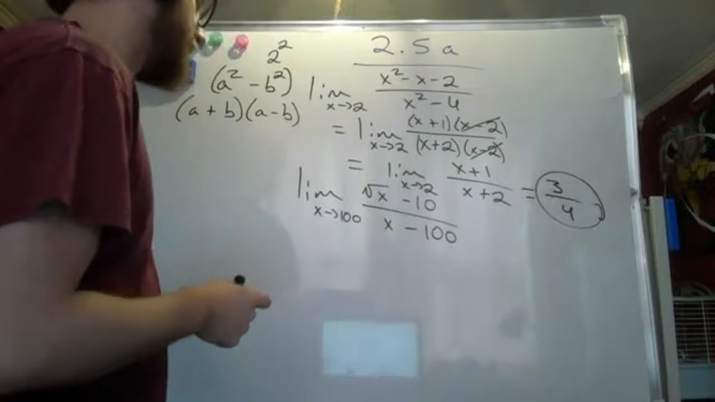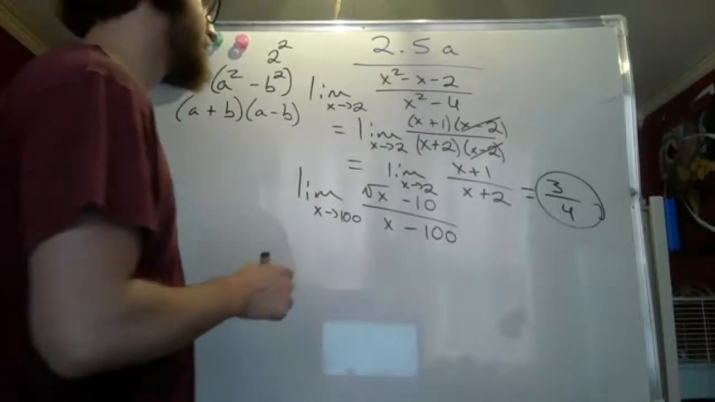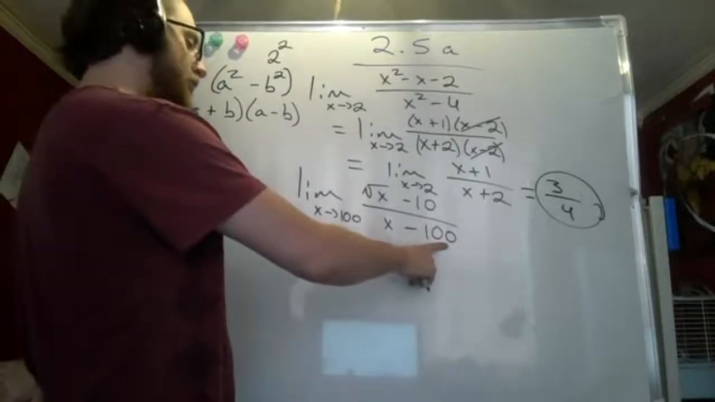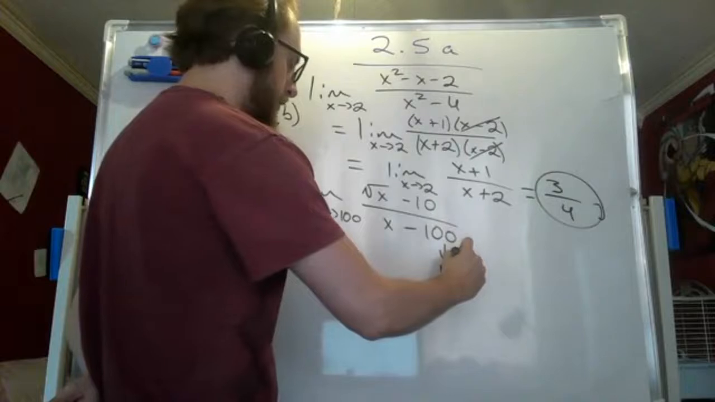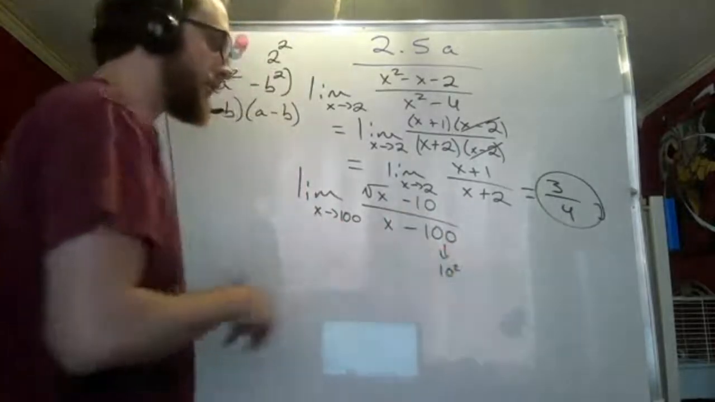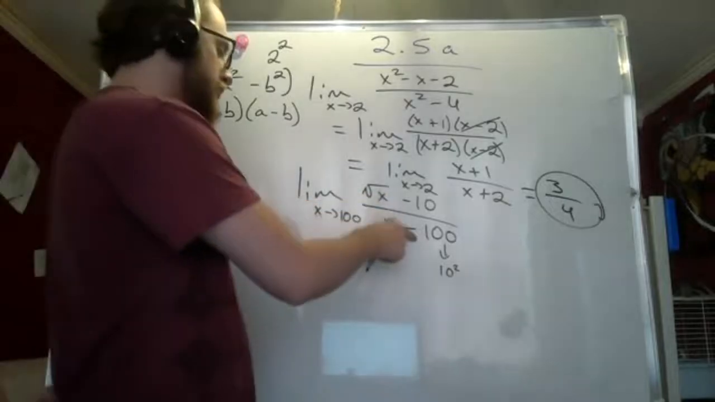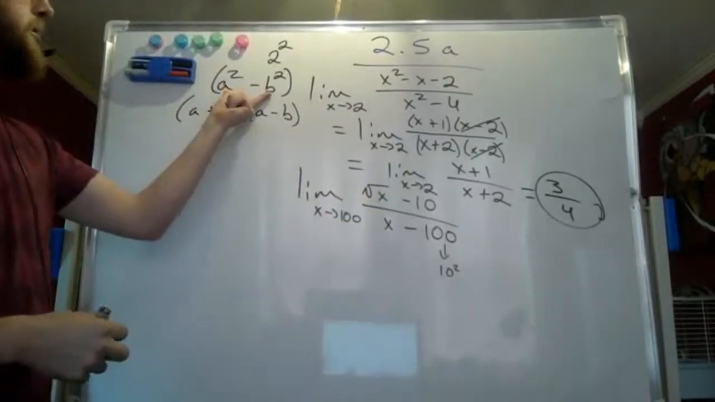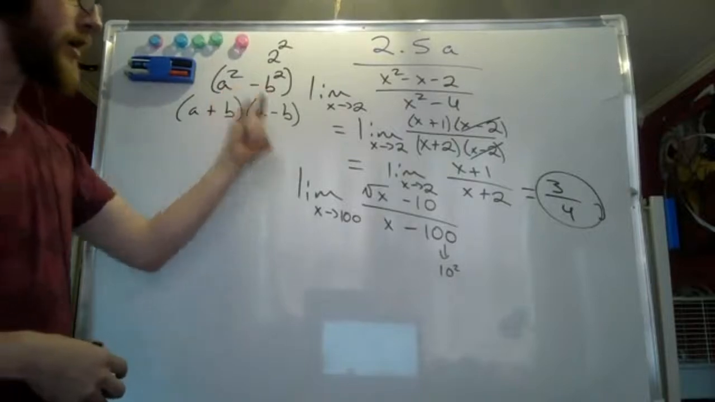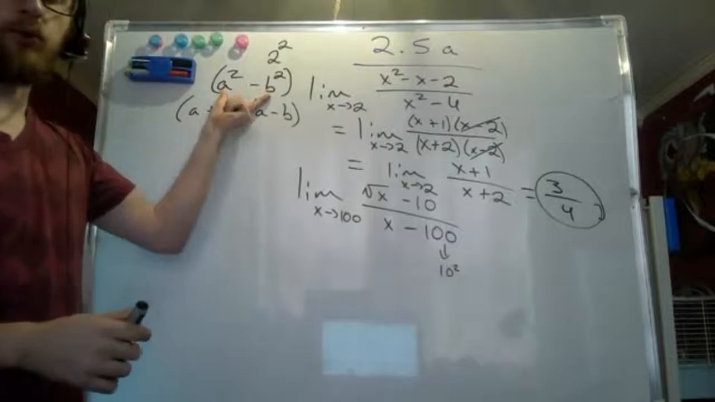So what can we do here? Well, the tricky thing with this is, notice we have 100 here, which is also 10 squared. Okay, so that could be helpful. We've got this negative here, so we could maybe get something with this a squared minus b squared business, but we've got to write x differently before we can apply this rule.